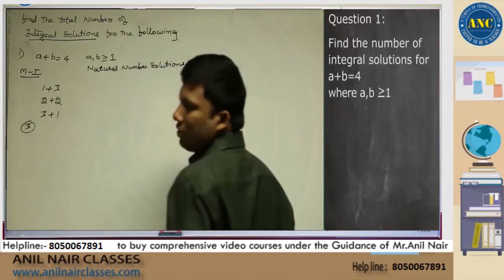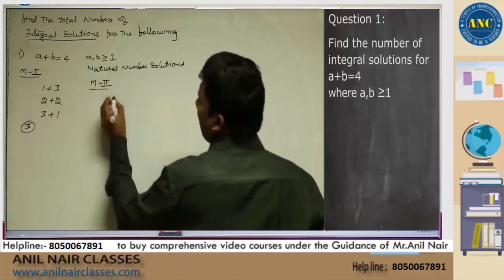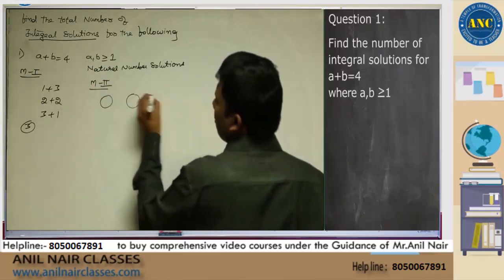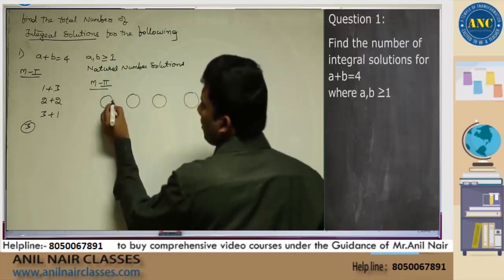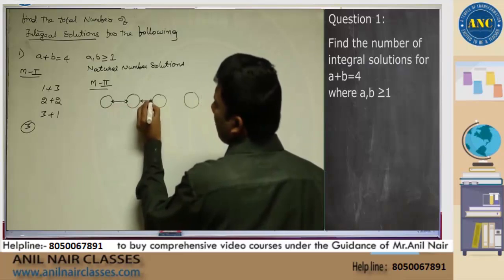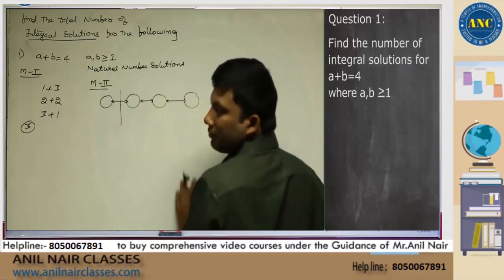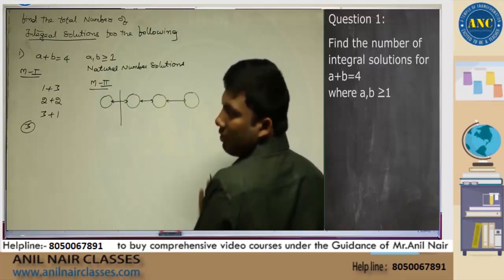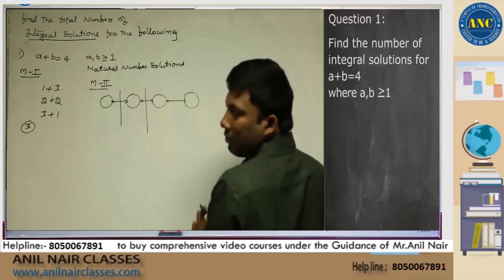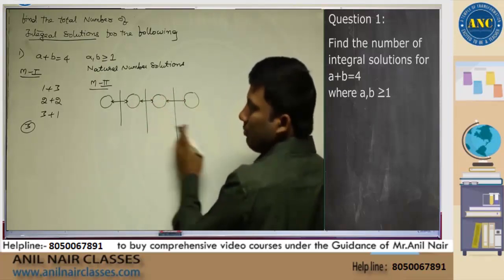3 natural number solutions. Method 2. Listen carefully here. a plus b is 4. Assume that there are 4 balls. How many gaps are there? There are 3 gaps. If I select this gap, this will become 1 plus 3, 1 ball plus 3 balls, 4. If I select this gap, 2 plus 2. If I select this gap, 3 plus 1.